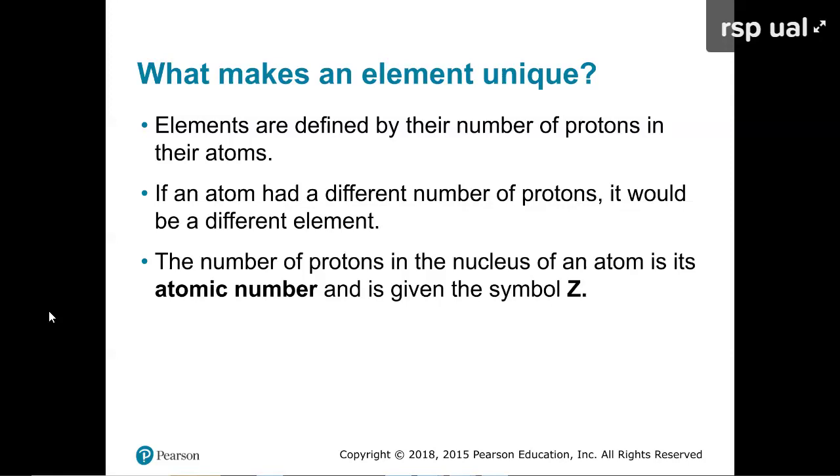The atomic number is given symbolically by the letter Z. On your periodic tables, it is the number that is usually on the top or directly underneath the symbol if there's no number on top. So on the table here that we have in our classroom, you can see that the atomic number is the number in the top right-hand corner of the table.